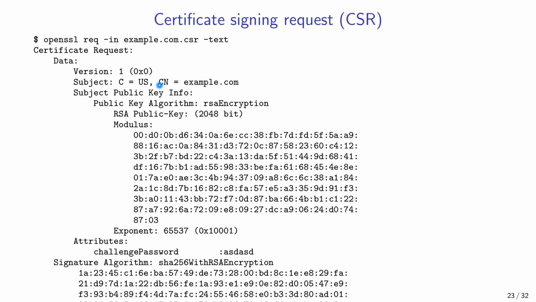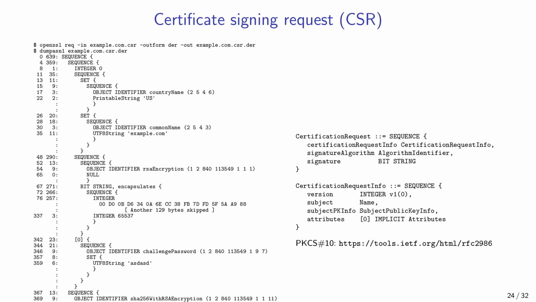So here is our subject name and the public key. All this data is signed using our private key. So by signing this data, we prove to the CA that we have access to the corresponding private key. Alternatively, we can convert the CSR to DER and dump ASN.1 on it. We will see this structure. This structure is defined by the PKCS#10 standard available in this RFC.